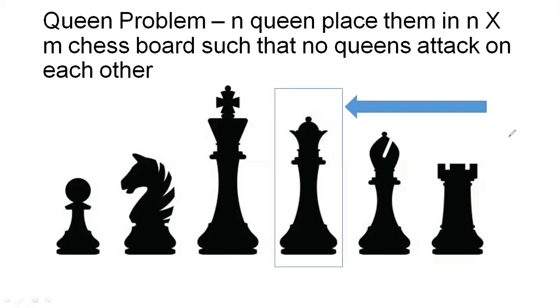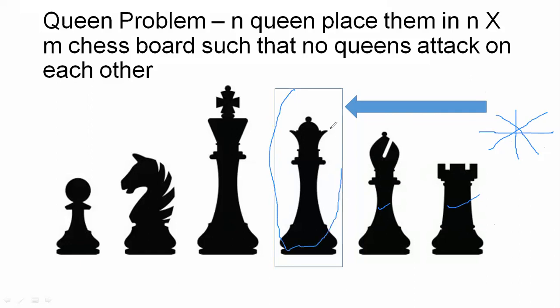Because it can move in many directions. Like the elephant has a restriction: it moves either vertically or horizontally. The camel can move only diagonally. But this queen can move vertically, horizontally, as well as diagonally. So this is the advantage, and always we try to protect this queen.